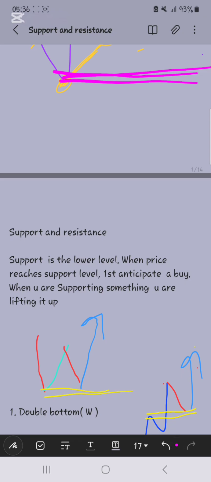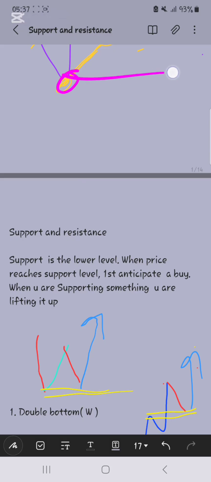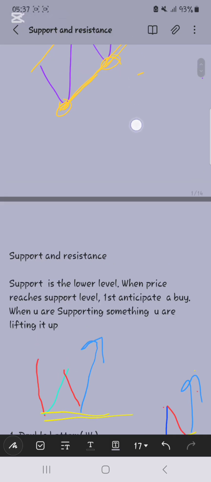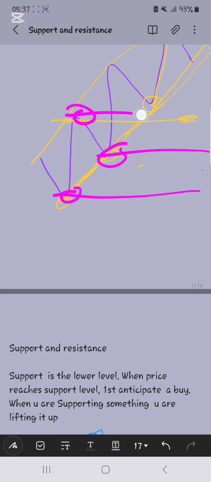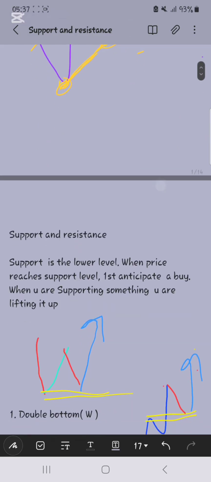And for these levels, we just need one leg over here so that we can draw our support and resistance. Let me just show you what I mean. Over here we just need maybe this point of interest or this point of interest. You can draw your support over here, or over here. You just need this one area, and you'll be able to draw your support levels.